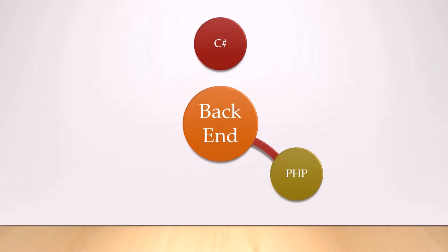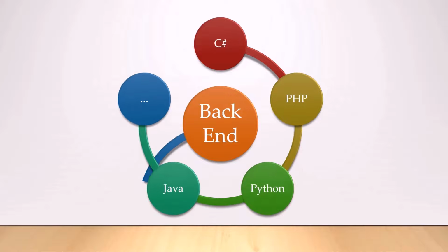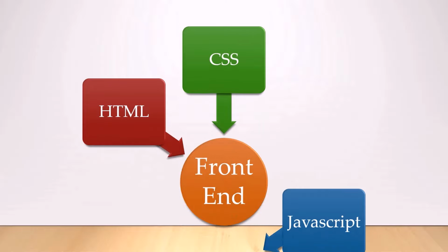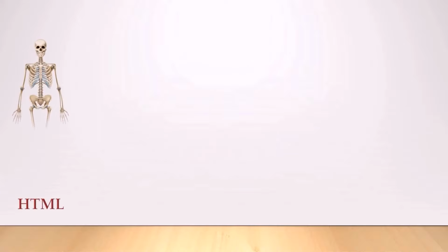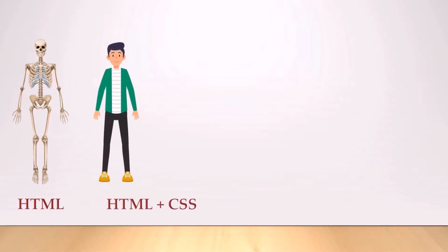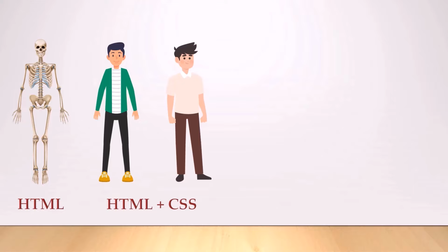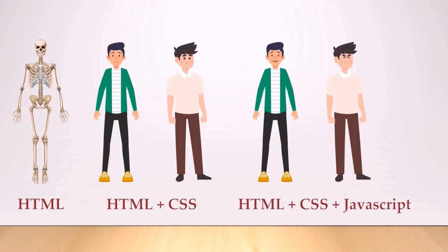For back end, there are many languages that are out of the scope of this course. But for front end, we have HTML, CSS, and JavaScript. HTML defines the skeleton of a web page without anything special. By adding CSS, you can define how your web page should look like to the end user. If you add JavaScript, you can make a web page more interactive.